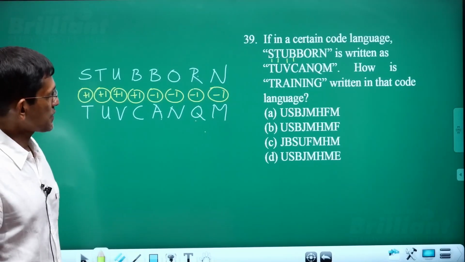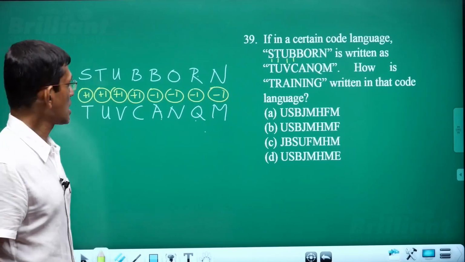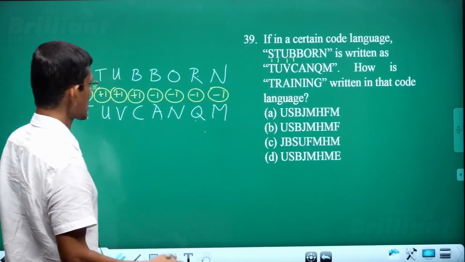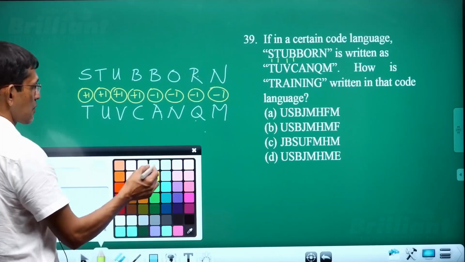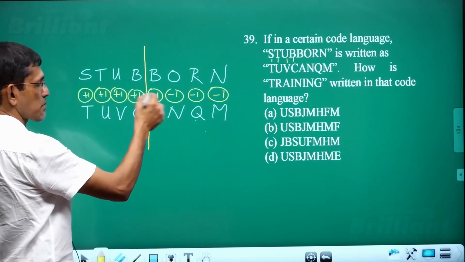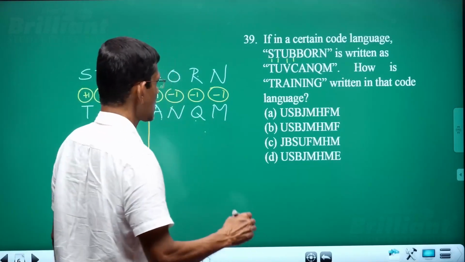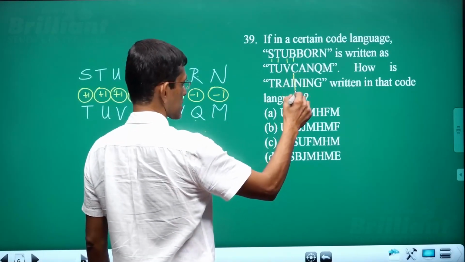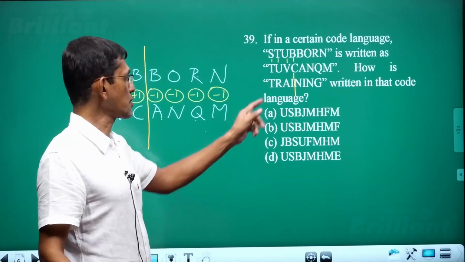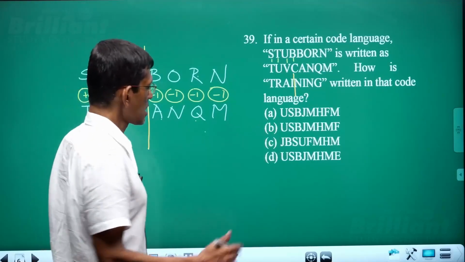Okay, if that is the case, how is training written in that language? Stubborn has 8 letters and training has 8 letters. So what exactly have we done with the 8 letters in stubborn? The first 4 letters: plus 1, plus 1, plus 1. The next 4 letters: minus 1, minus 1, minus 1. Here we'll do the exact same thing, same pattern. So training: T plus 1 is U, R plus 1 is S. So US. How many answers start with US? There are 3 answer choices.